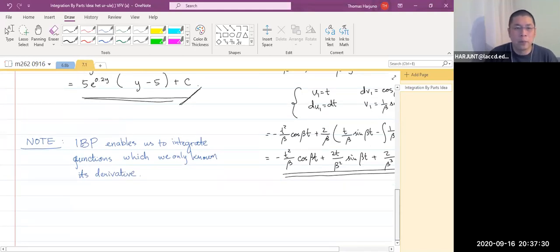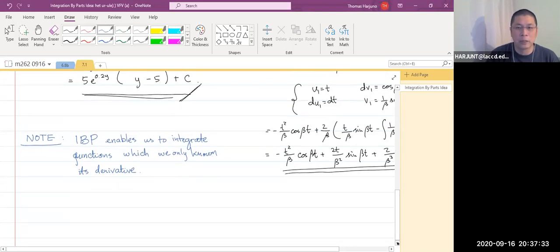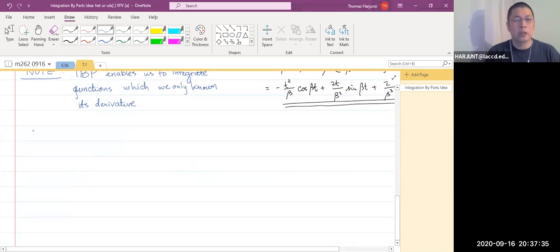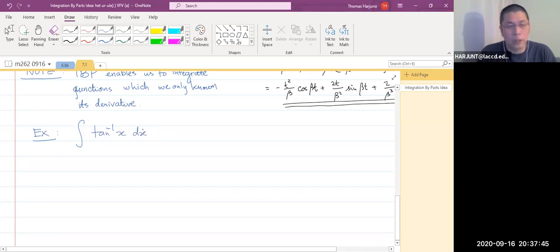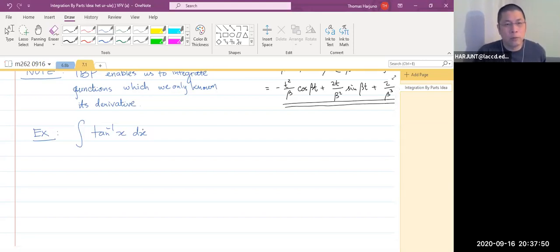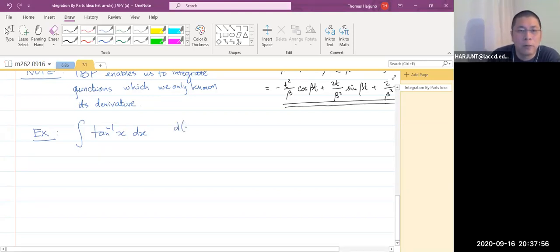Let's say, for example, one of the classic examples is this one, integral of tangent inverse x dx. Now we don't know what is the integral of tangent inverse x. There's no formula for that. But we know the derivative of tangent inverse x. The derivative of tangent inverse x with respect to x is 1 over 1 plus x squared. Now that's what we will use.